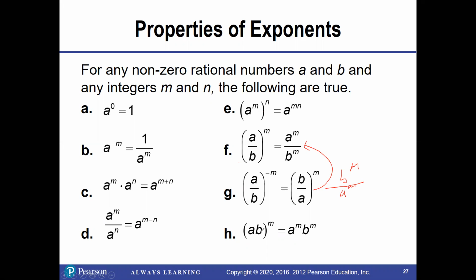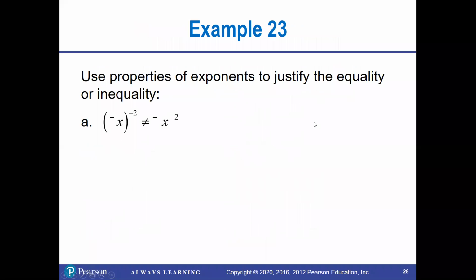And then if you have two things multiplied inside with the exponent outside the parentheses, and that's important, everything inside the parentheses gets that exponent. Now, if this is a to the first, that's why you get the m. If it's b to the second, this would have been 2m. So, depending on the actual problem. So, we're going to use those rules.